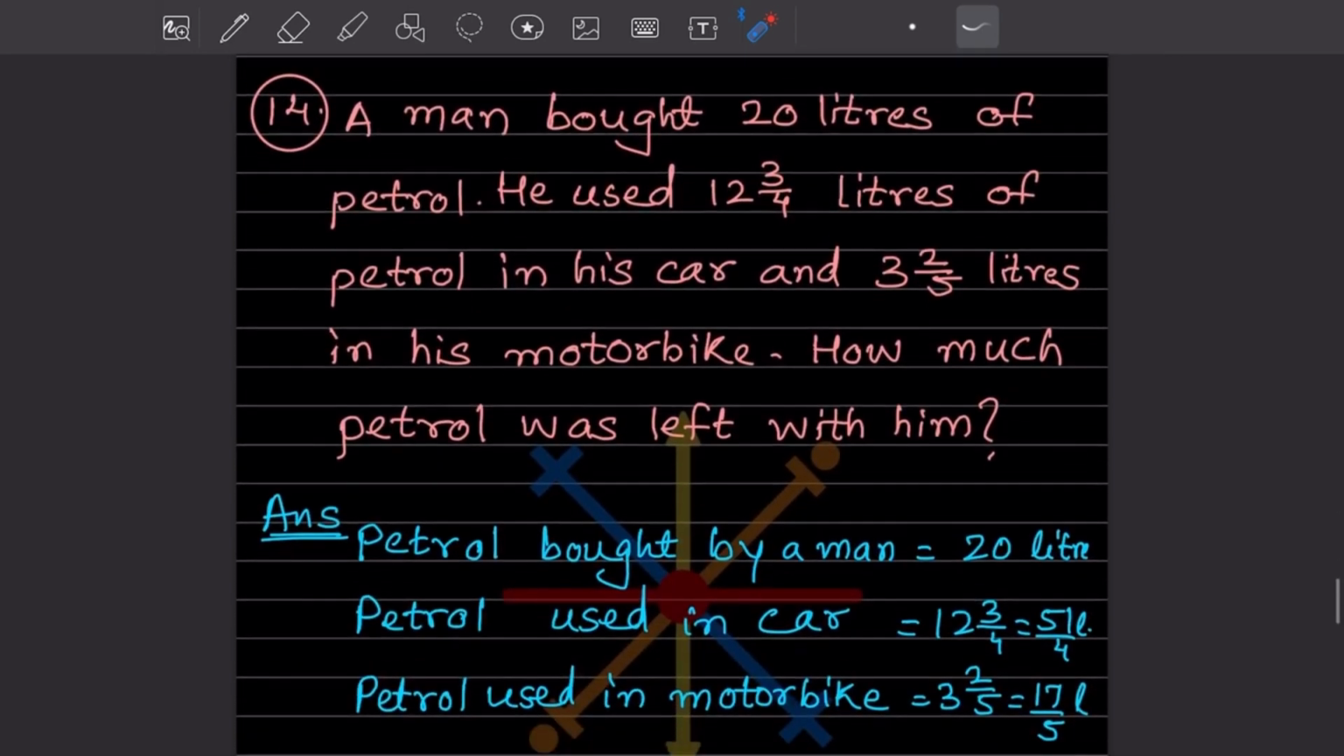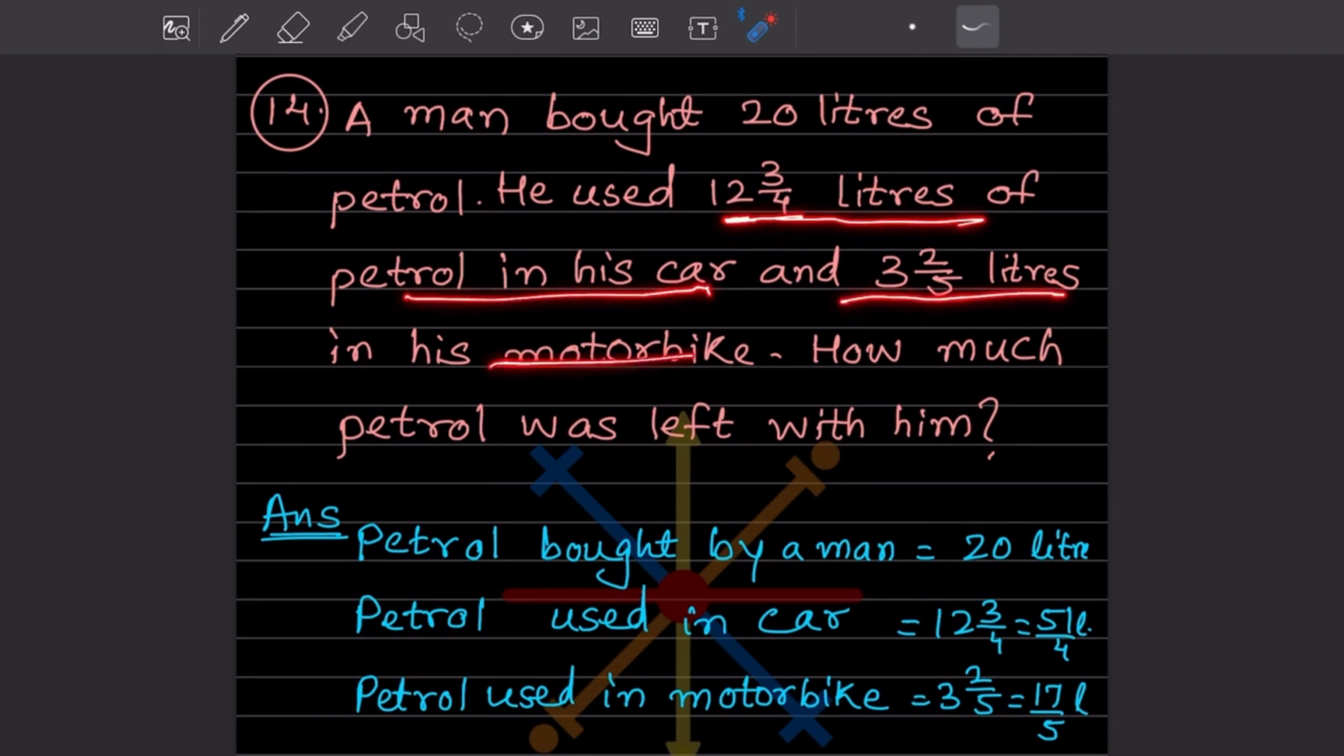Next problem: a man bought 20 liters of petrol and he used 12 3 by 4 liters of petrol in his car and 3 integers 2 by 5 liters in his motorbike. How much petrol was left with him? Now see here, first thing, what will you write here? First sentence, man bought 20 liters of petrol. So petrol bought by the man is 20 liters. You can just put here S.